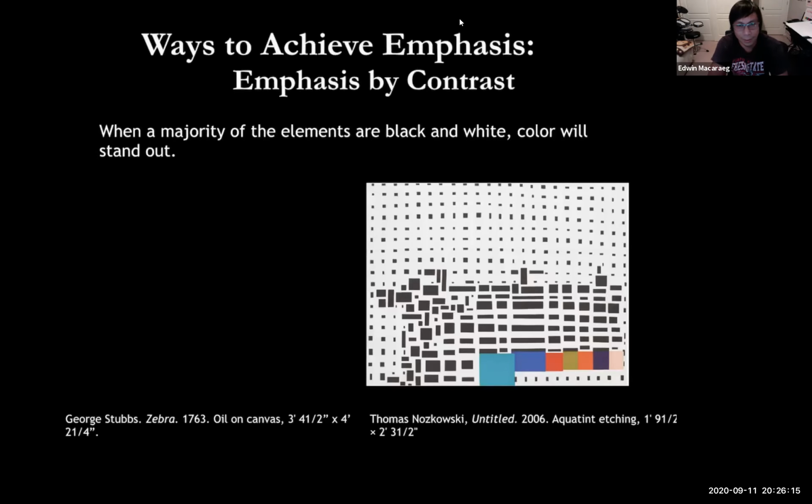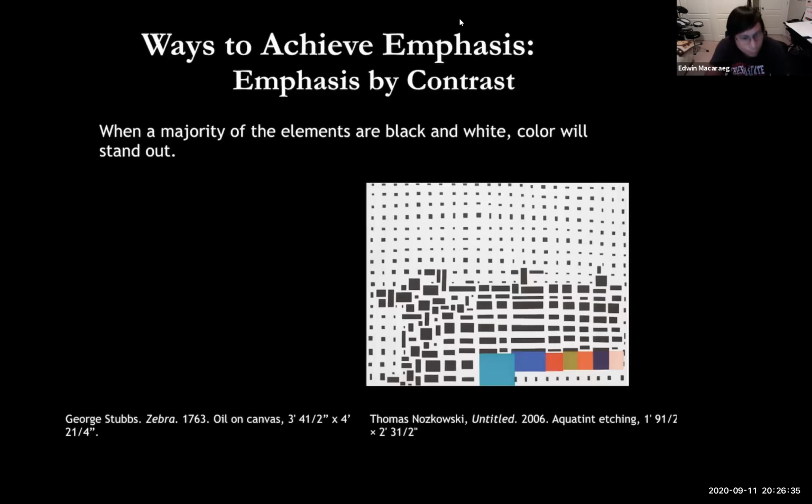Okay, and so a little bit more info on emphasis by contrast. When a majority of the elements are black and white, color will stand out. So this is something that you could think about when it comes to your overall projects. And this work of art here, Thomas Noskowski, Untitled, 2006.